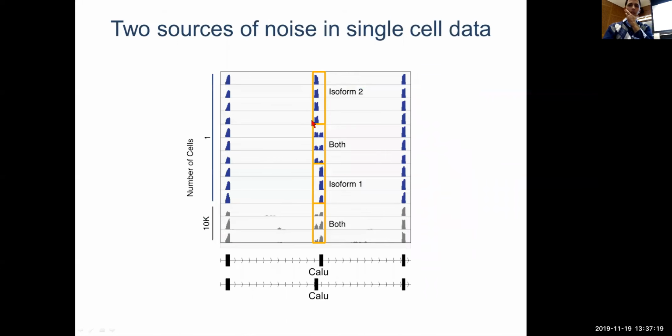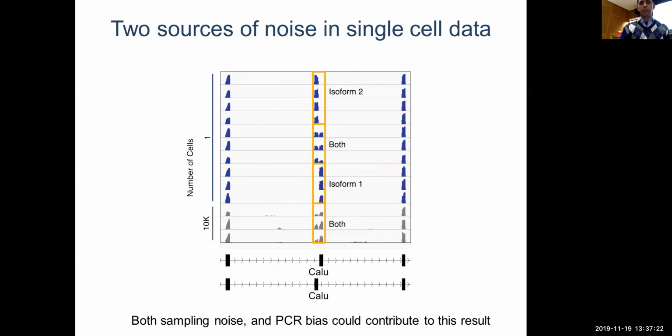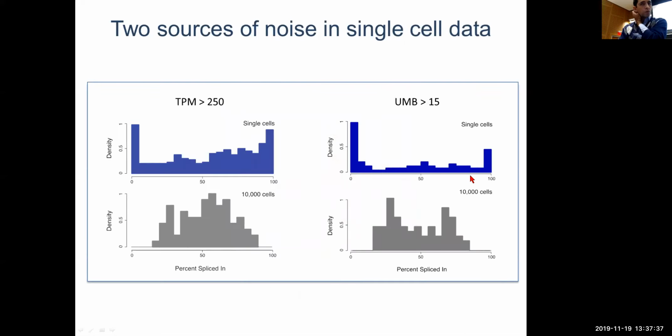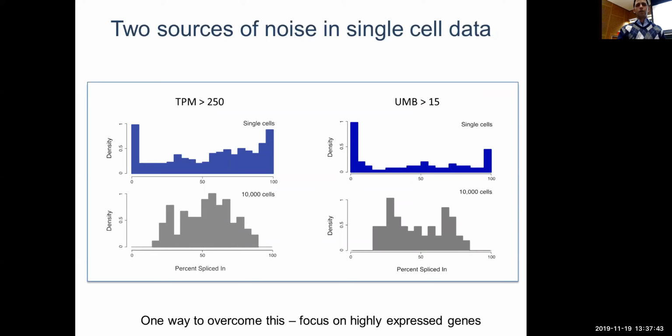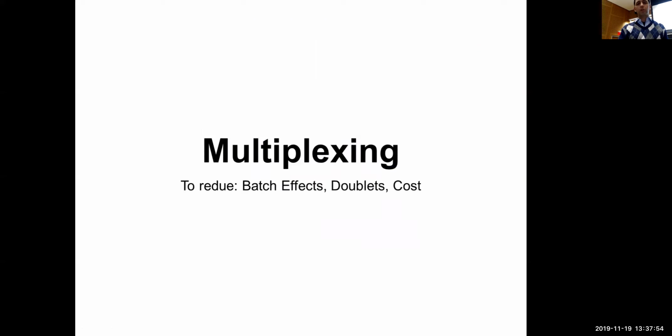Okay. Now, there's two types of noise in single-cell data. There's sampling noise, namely, I'm sampling cells. I'm not sequencing every single cell. I'm just sampling those cells. And there's also PCR biases, which is more of a technical source. So you could try to decouple the two, basically by asking, what are the ways to eliminate these two components. And one way is to focus on very highly expressed genes and then ask, why am I not detecting them in every cell? There are other ways of dealing with some of this noise and some of these batch effects and some of these doublets.